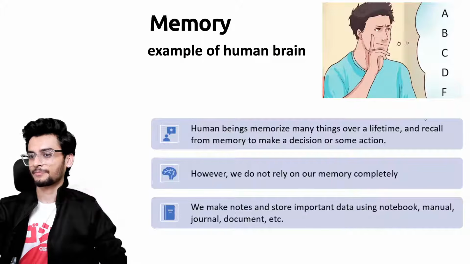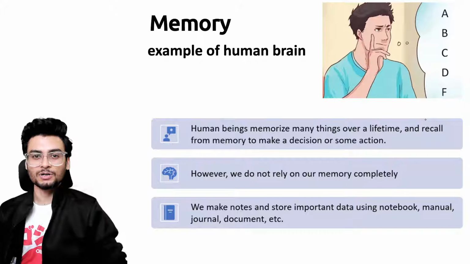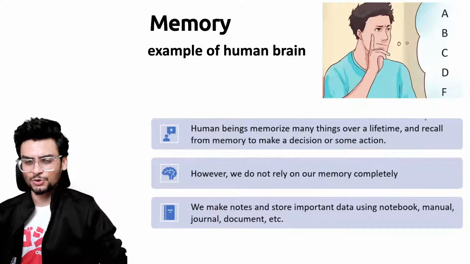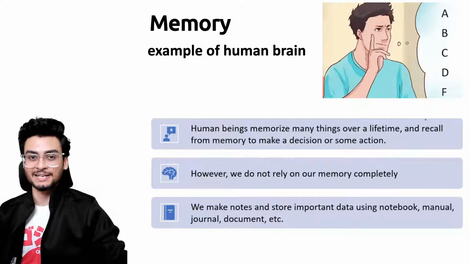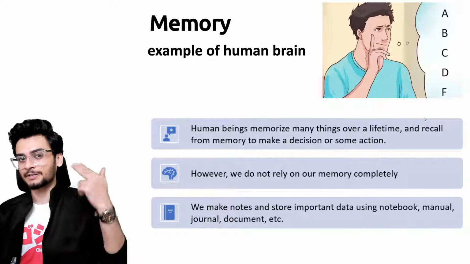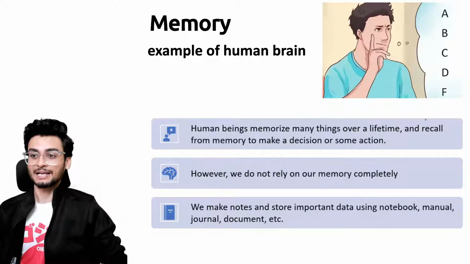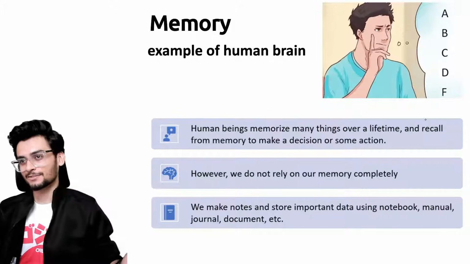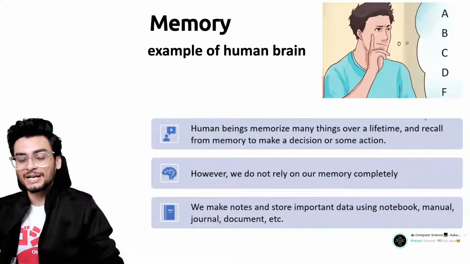ठीक है? So in order to explain what a computer memory is, let's take an example of a human brain. So we all know you all finished with your exams a couple of days ago. So आपने बहुत सारी चीजें याद की होंगी. Where are all those things stored? They are stored inside the memory of your brain. Human beings go through a lot of processes. They go through lifetime experiences.